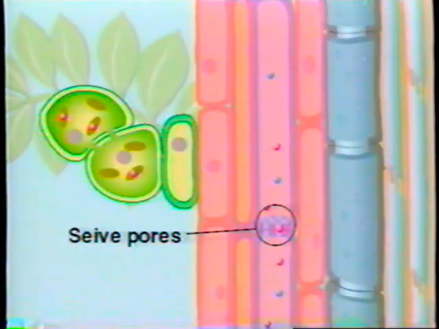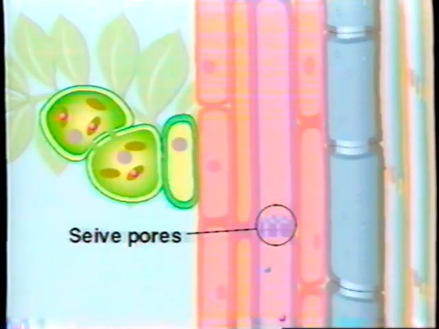This influx of water increases the pressure in the sieve tube. The increase in pressure forces both water and sugars to flow along the sieve tube from cell to cell by way of sieve pores occurring in the common wall between the tube cells.